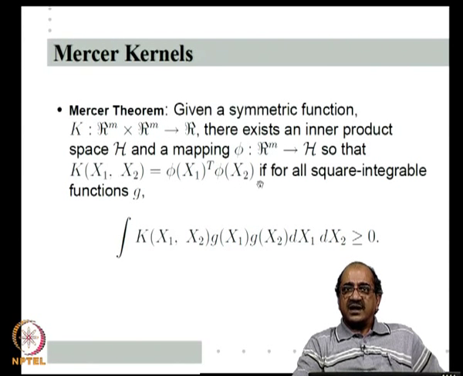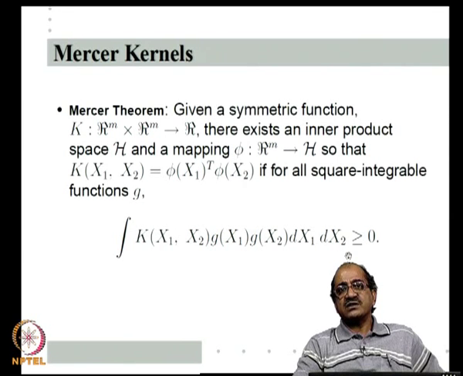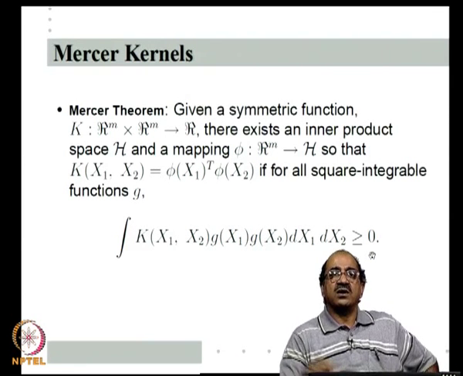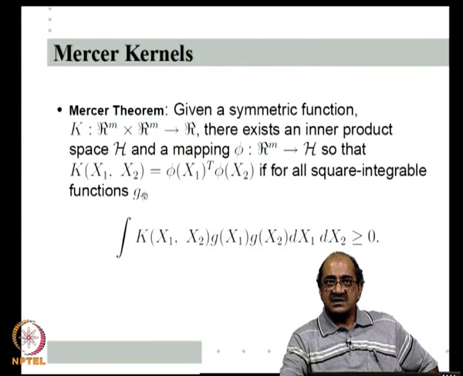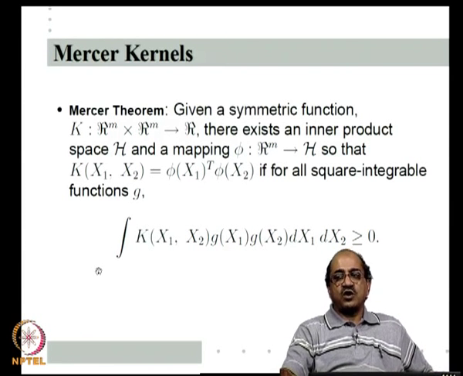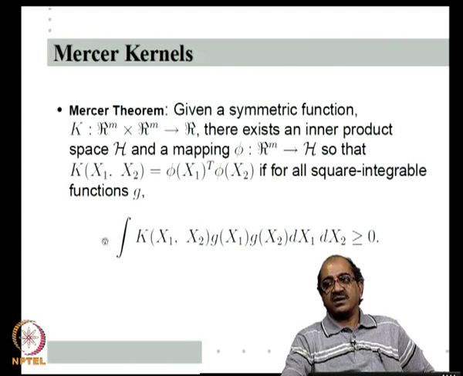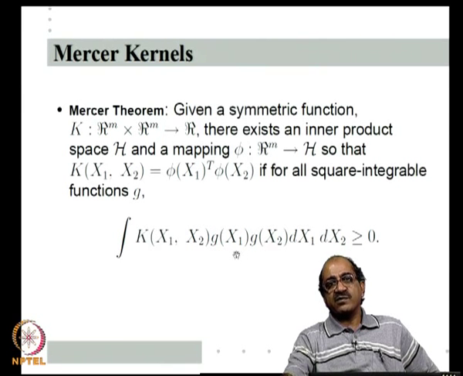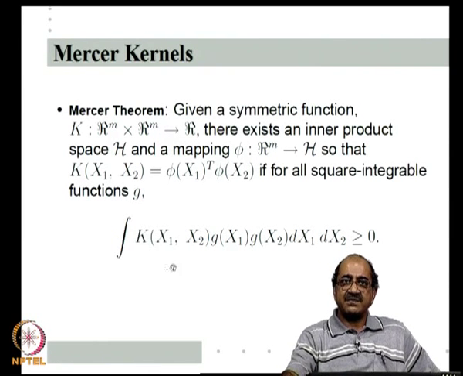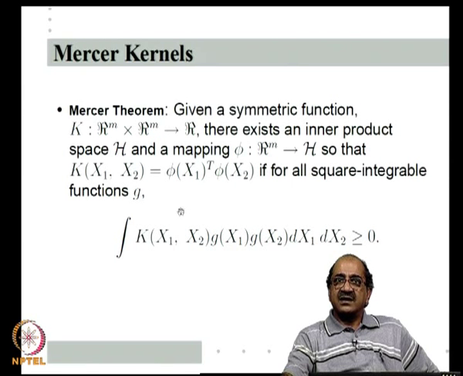Such a thing is true if k satisfies the following: for all square integrable functions g, the integral of k(x1, x2) g(x1) g(x2) dx1 dx2 should be non-negative. Because x1 and x2 are m-dimensional vectors, this is a double integral over Rm cross Rm; dx1 is one integral over Rm and dx2 is another. g is square integrable, meaning the integral of g squared of x dx is less than infinity. So given any such g, k should satisfy this.